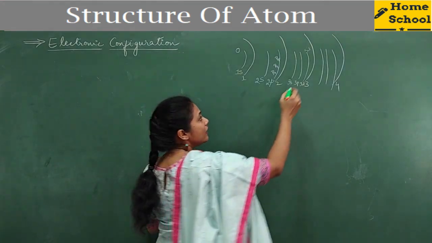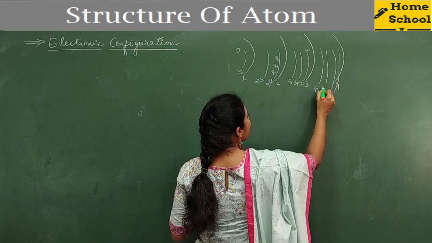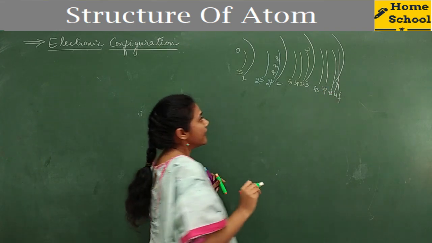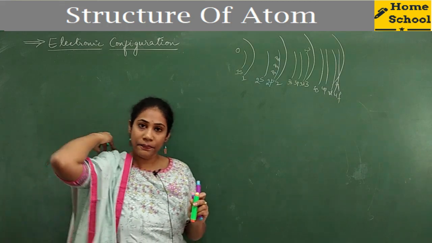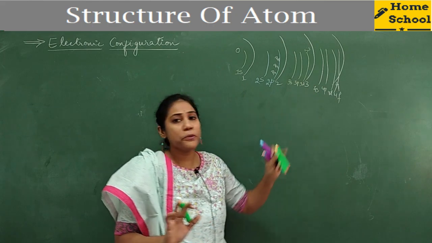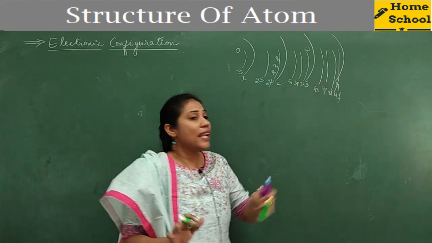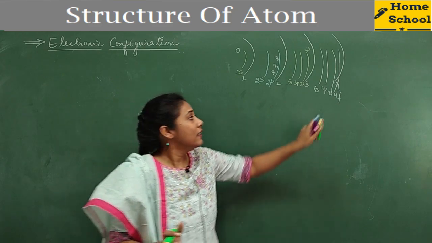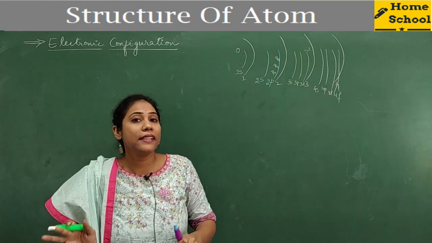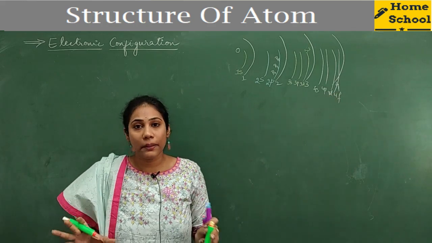Okay, fine. And coming to the fourth main shell, it has four subshells. What are the four subshells here? 4s, 4p, 4d, and 4f. Like this, four subshells are there. Clear? Here the 4s subshell has only one orbital, the 4p subshell has three orbitals, the 4d subshell has five orbitals, and the 4f subshell has seven orbitals.